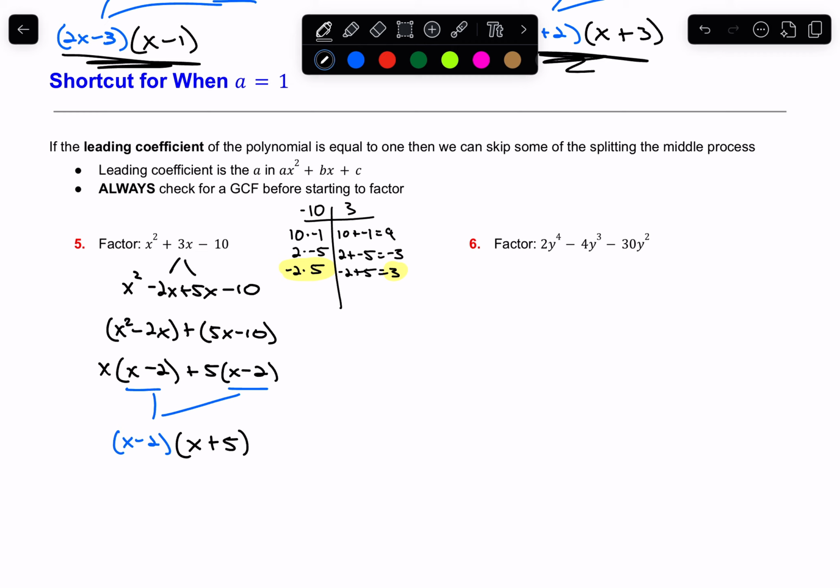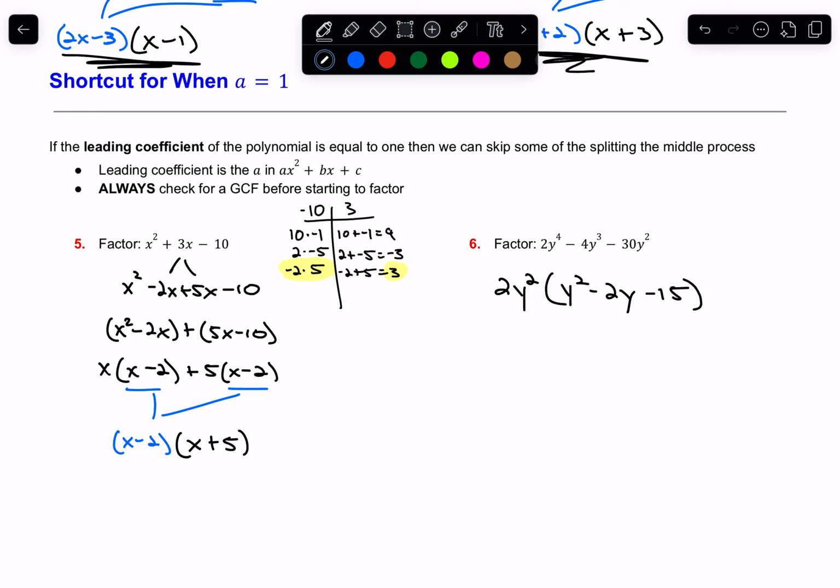So I see 2y to the fourth minus 4y cubed minus 30y squared. These all have a 2y squared in common. So I'm going to pull 2y squared to the front. 2y to the fourth divided by 2y squared is just y squared. Negative 4y cubed divided by 2y squared is negative 2y. And negative 30y squared divided by 2y squared is negative 15.